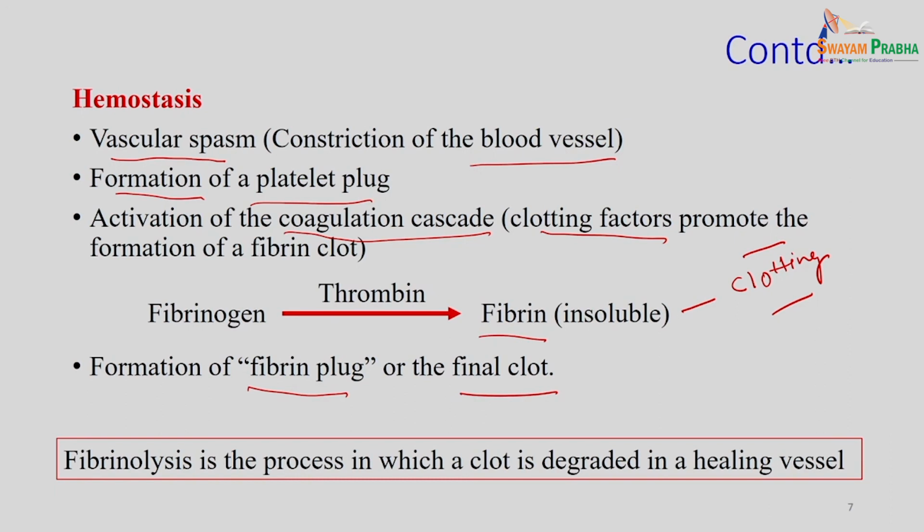So, these are the steps involved during homeostasis, and the body has a process called fibrinolysis, in which the clot is degraded in a healing vessel. So, the body has this mechanism: there will be formation of fibrin plugs, and the fibrin plugs are degraded by the process we call fibrinolysis.